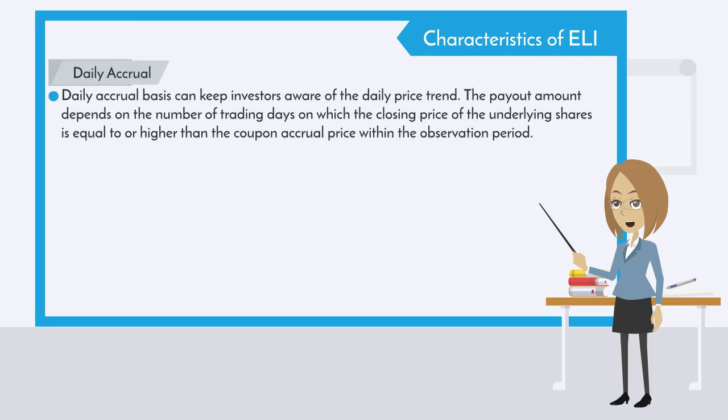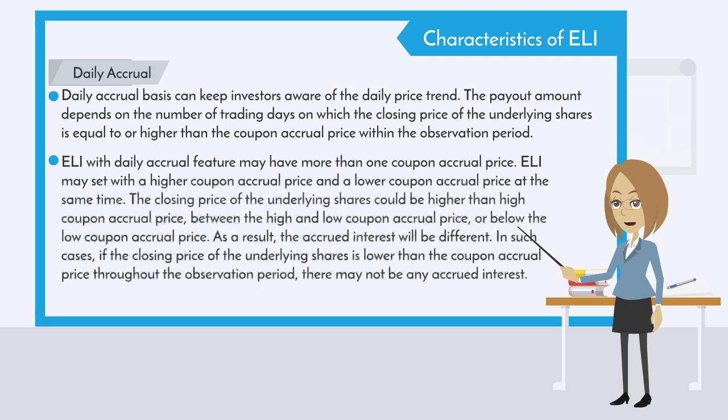The last one is daily accrual basis. It is to keep investors aware of the daily price trend. The payout amount depends on the number of trading days on which the closing price of the underlying shares is equal to or higher than the coupon accrual price within the observation period. ELI with daily accrual feature may have more than one coupon accrual price.